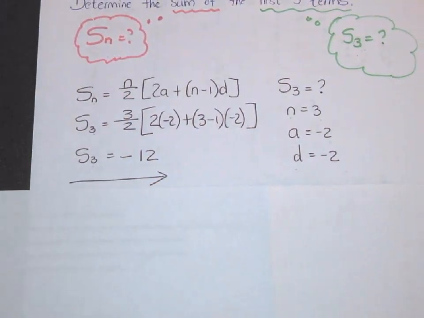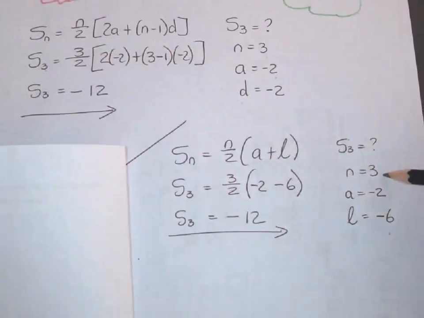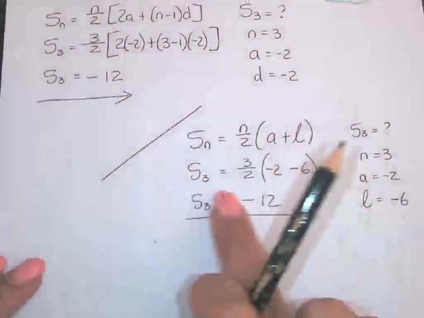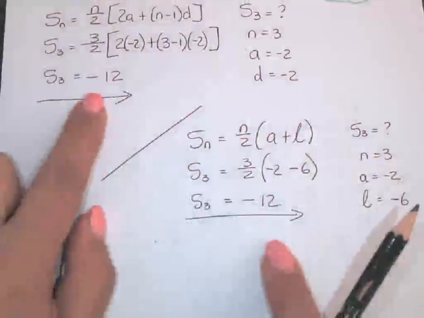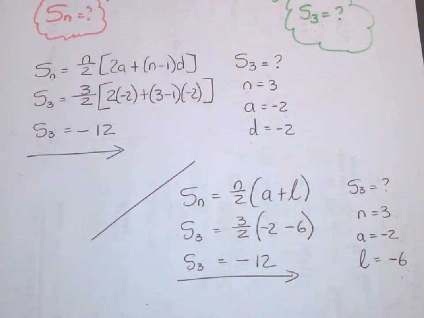Now some of you are awake and are wondering, why did I not use the short formula? Because I know the first term and I know the last term. You can. N is still 3, the first term is still -2, the last term of the 3 is -6. Therefore, you can use the short formula and calculate, you'll get the same answer. Okay. So be awake.